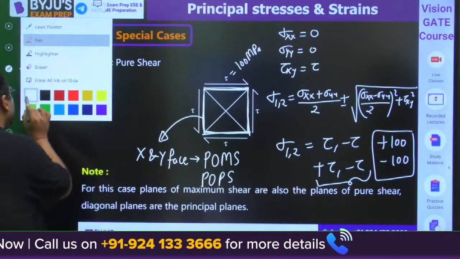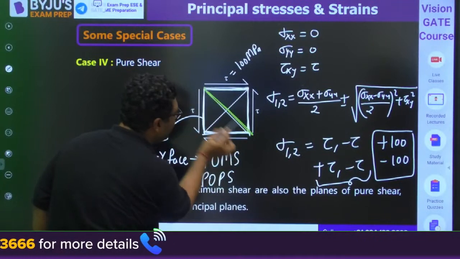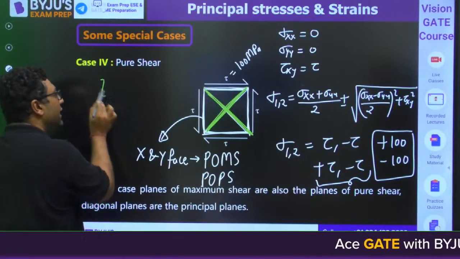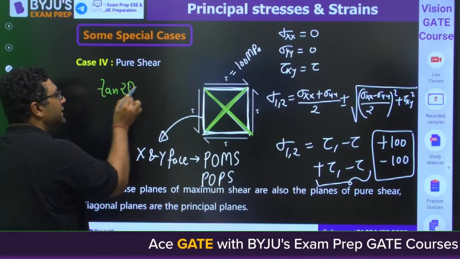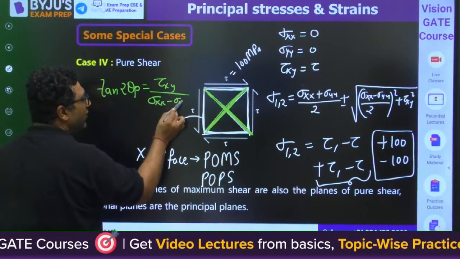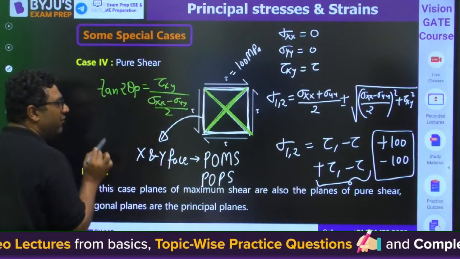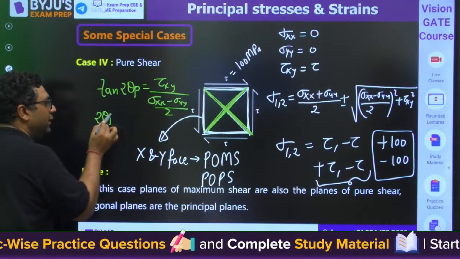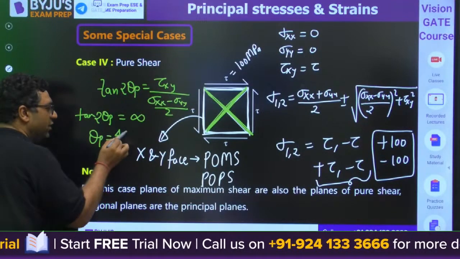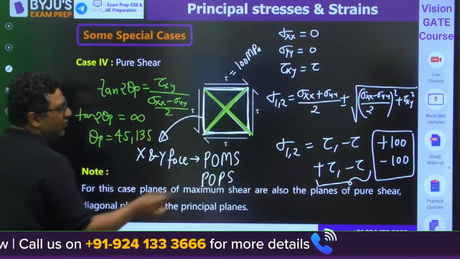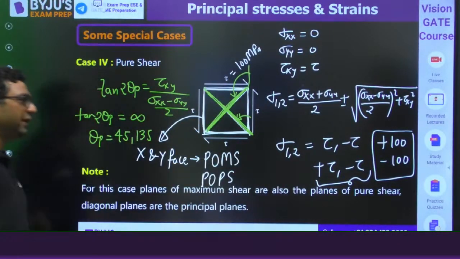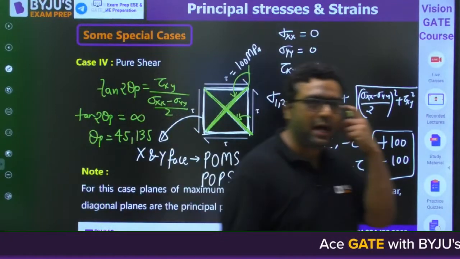But if you are talking about the diagonal planes, they are the principal planes. If you find any difficulty in finding this out, you can apply tan 2 theta p. Tan 2 theta p was tau xy divided by (sigma xx minus sigma yy) by 2. You know that sigma xx, sigma yy are 0. So tan 2 theta p is infinity. So theta p will be 45 and 135. That is why at 45 is the first principal plane, at 135 the second principal plane. So the principal planes are the diagonal planes.